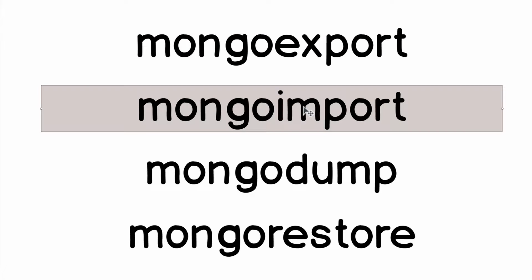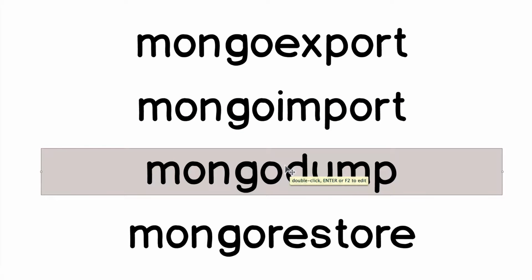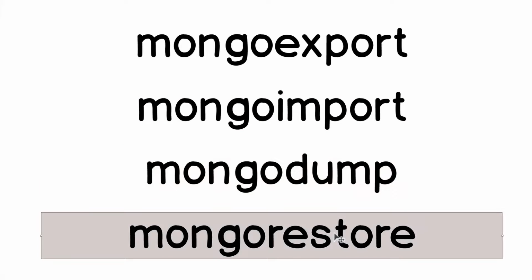Mongo Import is used to import data into a MongoDB database. Mongo Dump creates a dump from the MongoDB database. And Mongo Restore is used to restore data from the MongoDB dump.